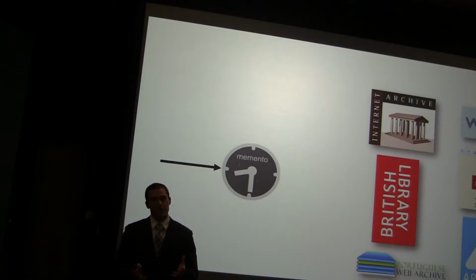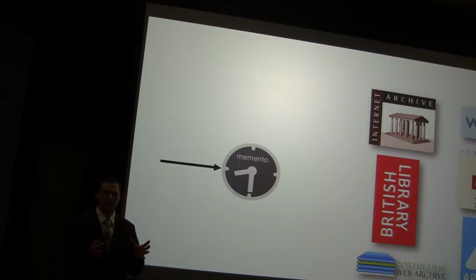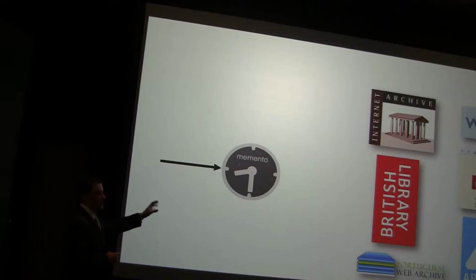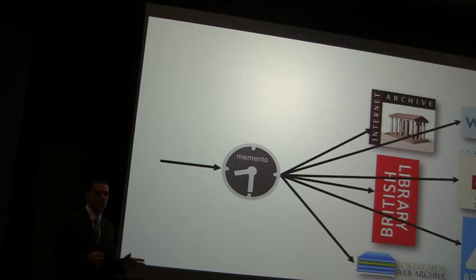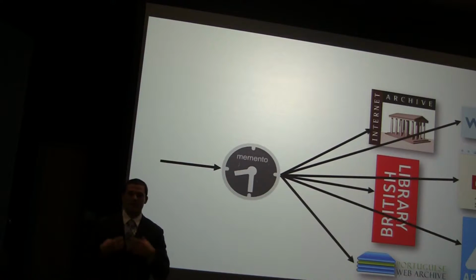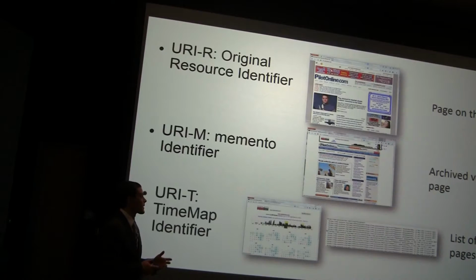But in the context of this presentation, the way that we're going to talk about Memento is a little bit narrower. What we're going to talk about is the Memento aggregator, and if you give the Memento aggregator a URI of a resource that you want to see a memento of, it goes out to all of the known archives that it has knowledge of, gets all of the mementos from those archives of the resource that you're looking for, and presents to you the most appropriate memento of that resource.